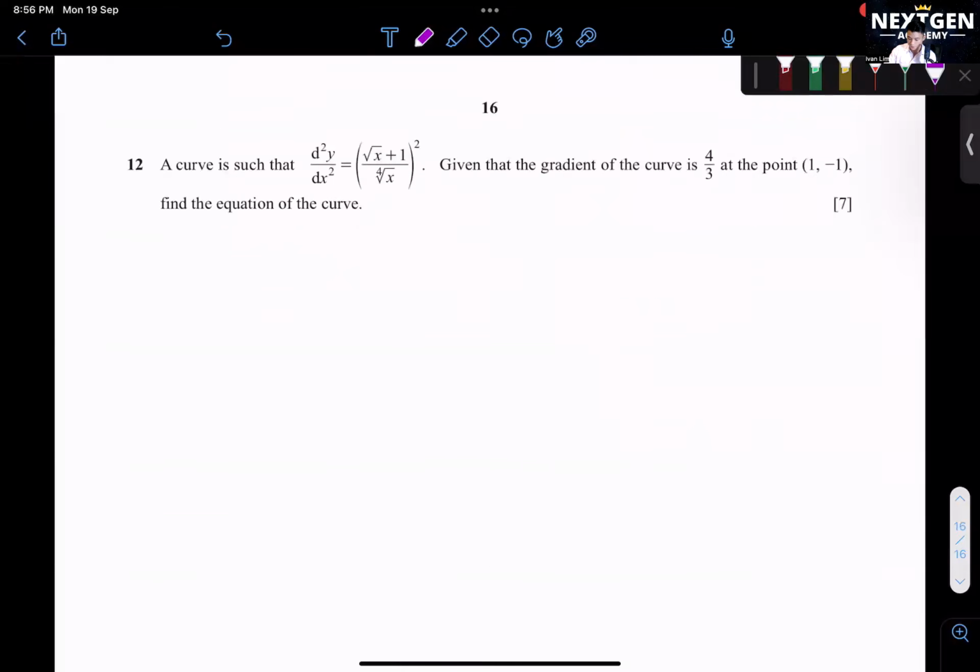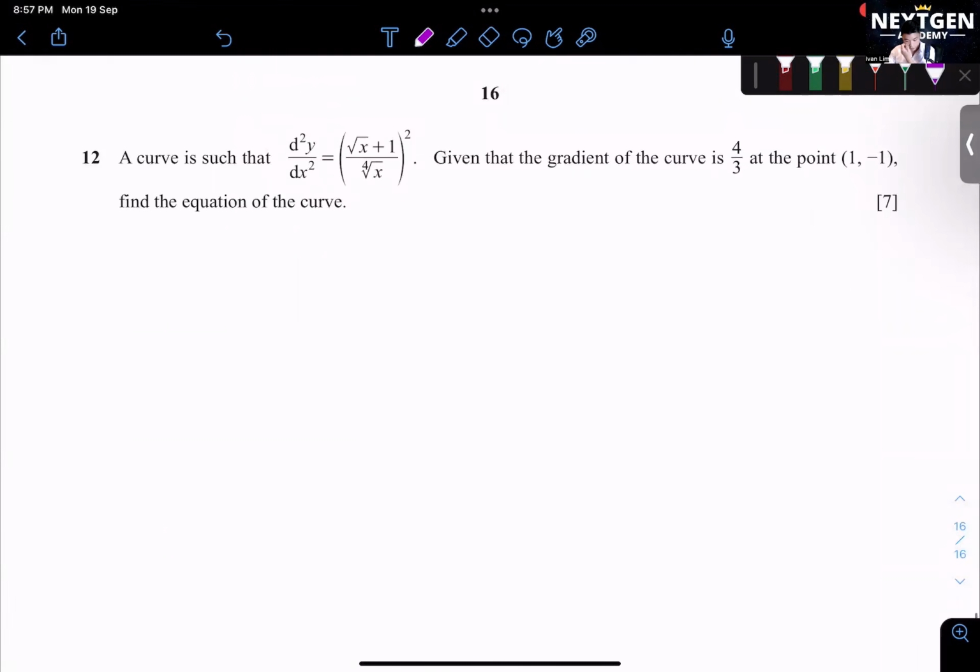Question 12. A curve is given such that d squared y over dx squared equals square root of x plus 1 over the 4th root of x squared. Given that the gradient of the curve is 4 over 3 at the point (1, negative 1), find the equation of the curve. This one is quite easy.